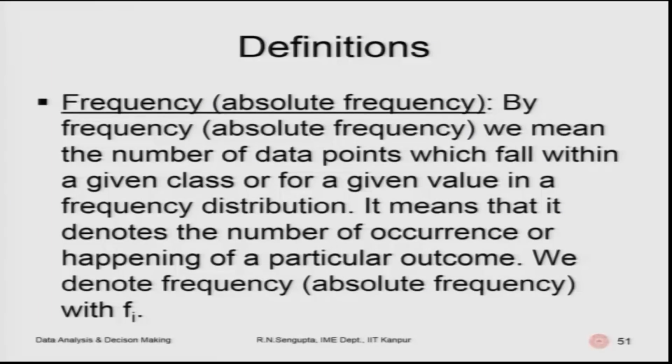Now, these are the definitions; we will also consider the concept of frequency, which is absolute frequency. By absolute frequency, we mean the number of data points which fall within a given class or for a given value in a frequency distribution. It denotes the number of occurrences of a particular outcome. We denote the absolute frequency by the symbol small f with suffix i, where i denotes the reading number. So, if there are 3 different types of numbers, and the chits have 100 such numbers, 100 such papers, the numbers occurring are only 1 or 2 or 3.